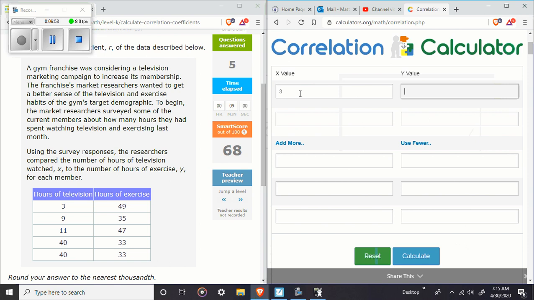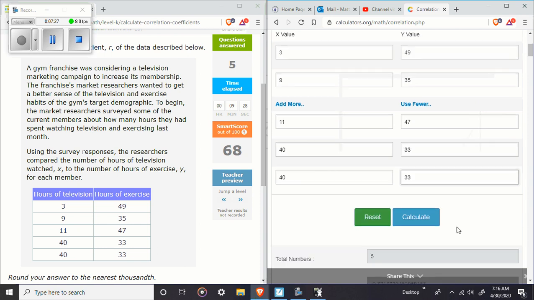Okay, so 3 hours of television, 49. 9 hours, 35. 11 hours, 47. So just right there, we saw these numbers went up and these numbers went down. These numbers went up and these numbers also went up. So we have a kind of bumpy road here, okay? 40 and 33, 40 and 33. Okay, so I surveyed 2 people who had the exact same answer, okay?